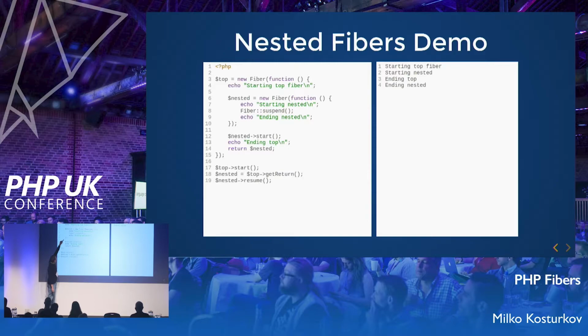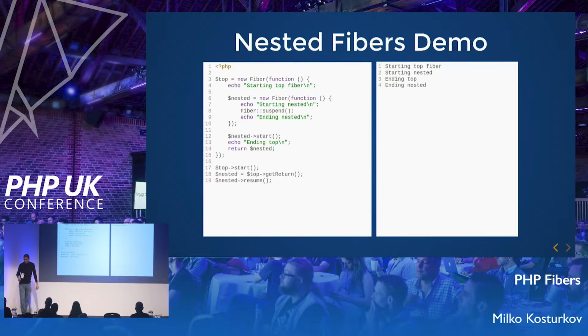Then when we echo this, we'll create a new fiber that will also echo some stuff. We'll get here, we'll start it. Then we'll get this output, "starting nested". Then we'll suspend. Then we'll end, we'll return the nested fiber. We'll get here. And then we'll resume the nested fiber from within the outside fiber. And we'll get the "ending nested".